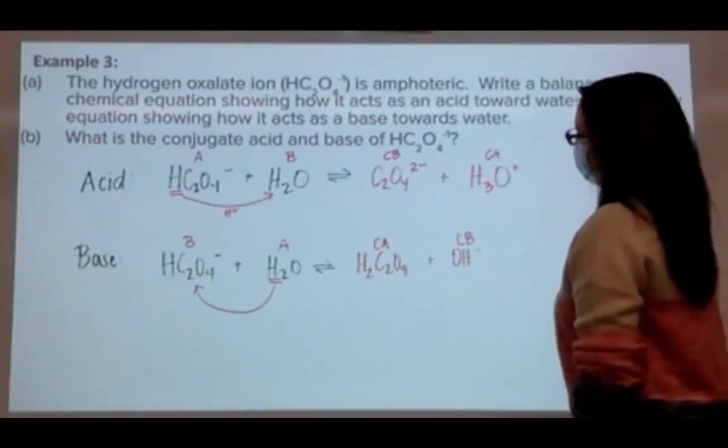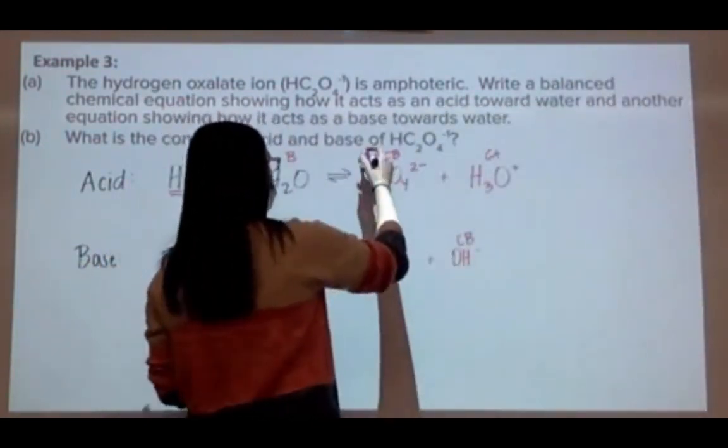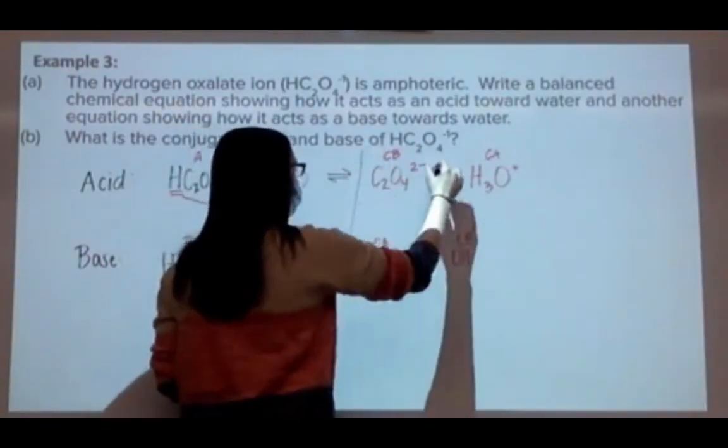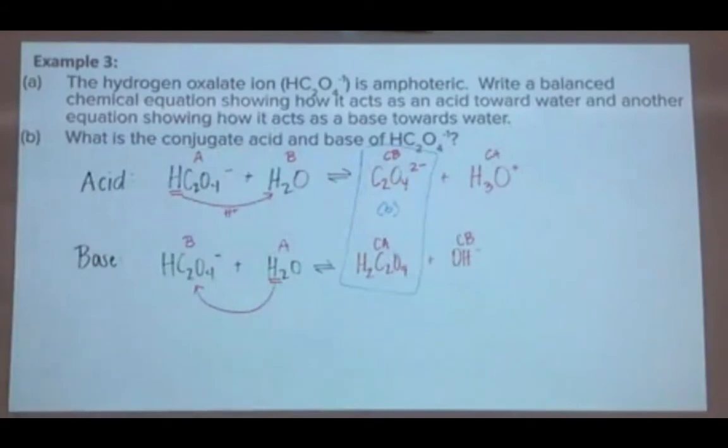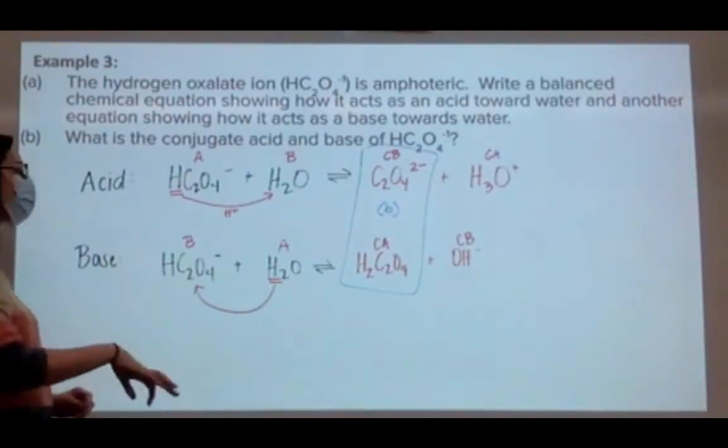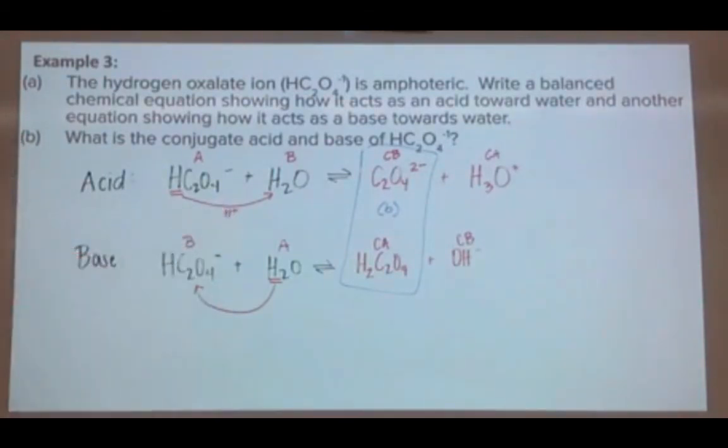So then part B, what is the conjugate acid and base? Well, we did it right here. Here's part B. By answering part A, we were able to answer part B as well. So this is just showing how a substance can be amphoteric or amphiprotic. Those are the same terms, when it can either accept or donate a proton, whether it's acting as a base or as an acid. Questions on this one?